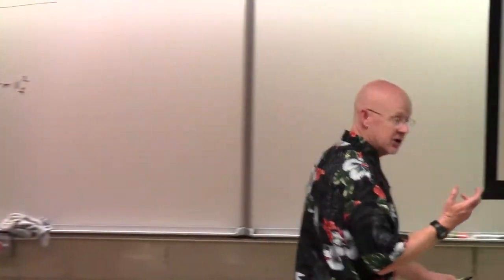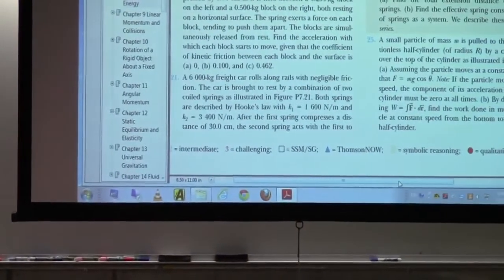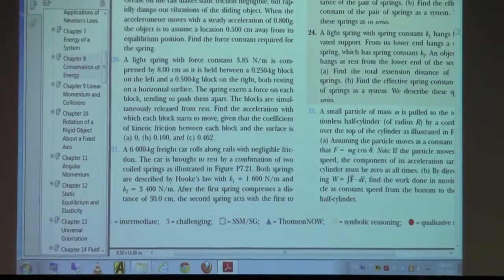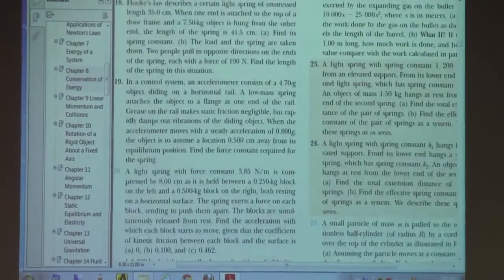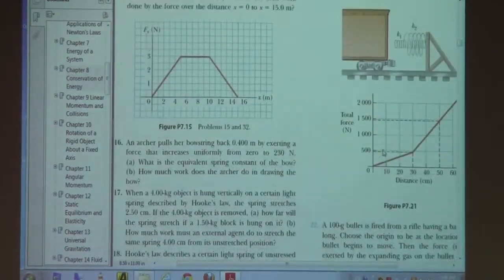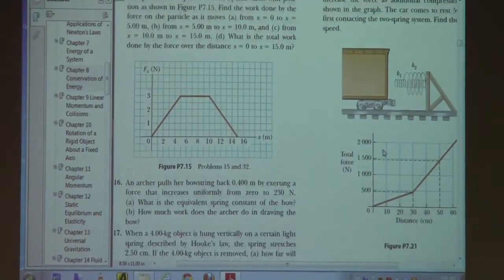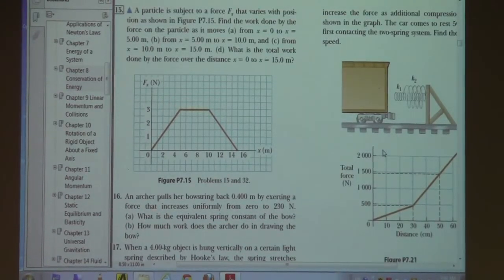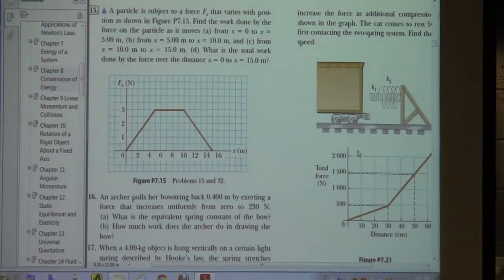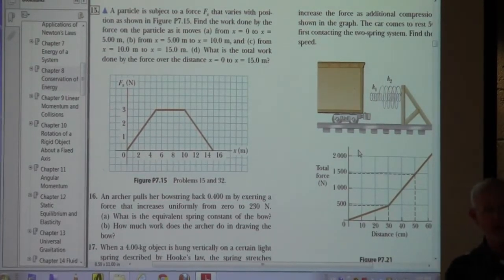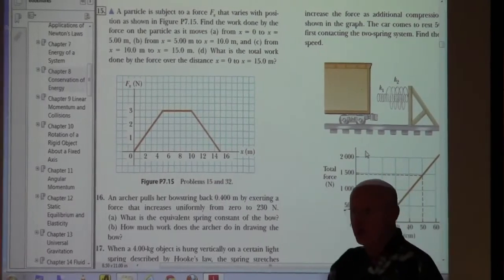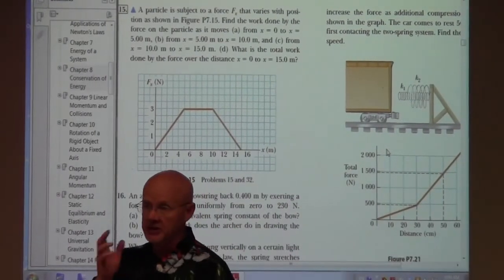In fact, it might be better to see the picture. It's number 21, but the picture is on the top of the next column. And so let me scroll up to the top of the next column. Here's what they have. A dual spring system you see a lot. This one happens to be describing a railroad switching yard. But you see them on big trucks. Even your mattress probably has a dual spring system.